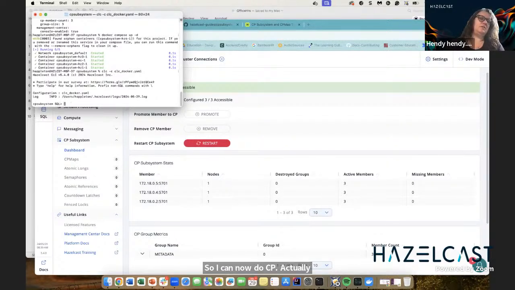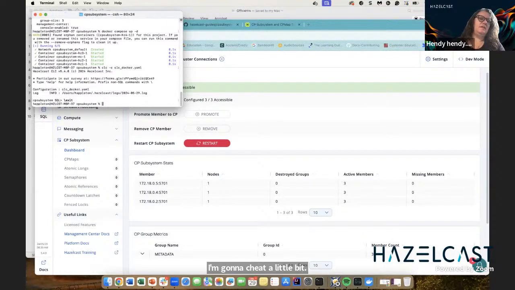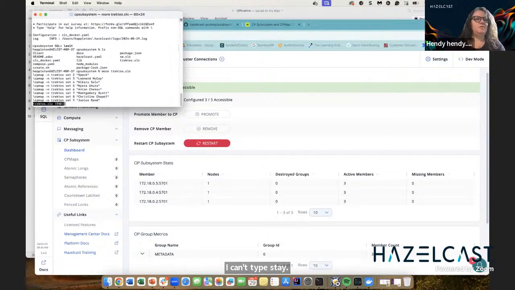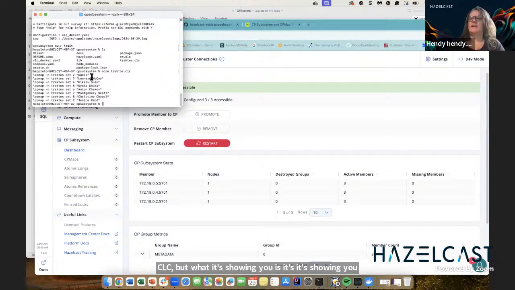Actually, I'm gonna cheat a little bit. Let me exit out of this. Okay, I have a CLC script. So where is my script? Okay, I can't type today. Okay, so this is a simple script for CLC, but what it's showing you is the command that we would need to run to add data into a CP map.